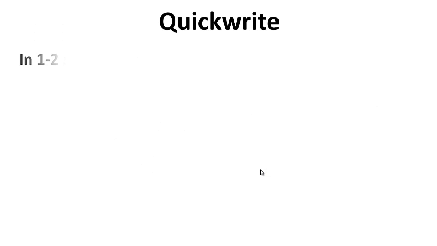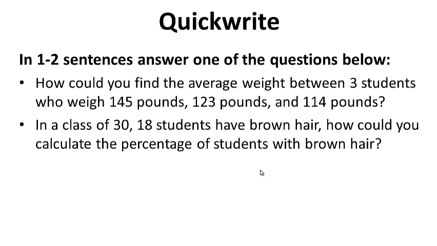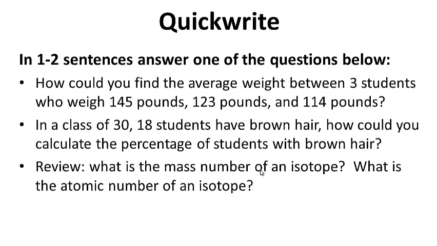For your quick write. How could you find the average weight between three students who weigh 145 pounds, 123 pounds, and 114 pounds? In a class of 30, 18 students have brown hair. How could you calculate the percentage of students with brown hair? Okay, and a little review here. What is the mass number of an isotope? What is the atomic number of an isotope? Okay, go ahead and pause this while you do a quick write. I'm going to move on here.